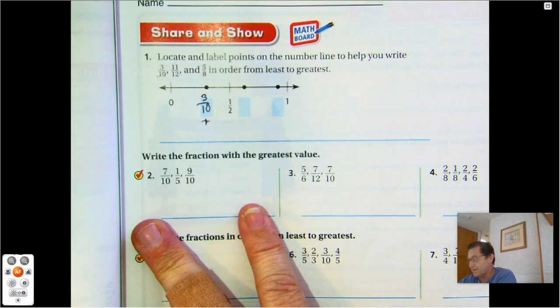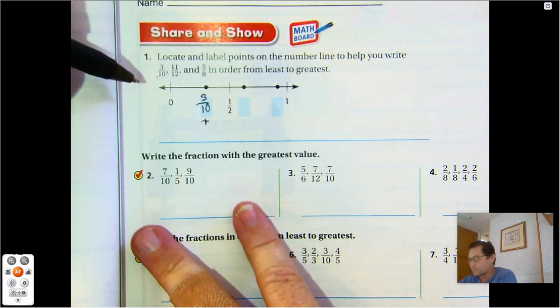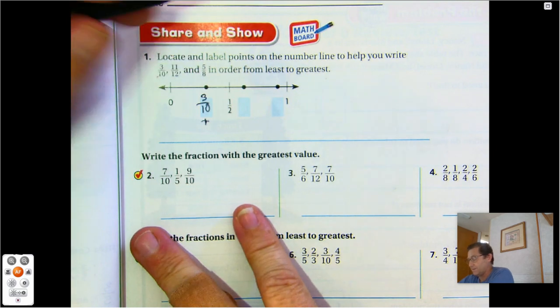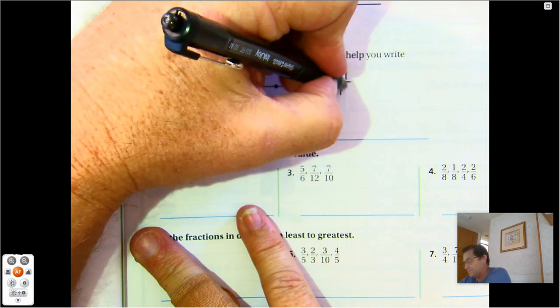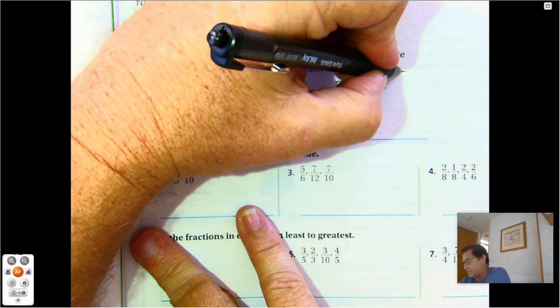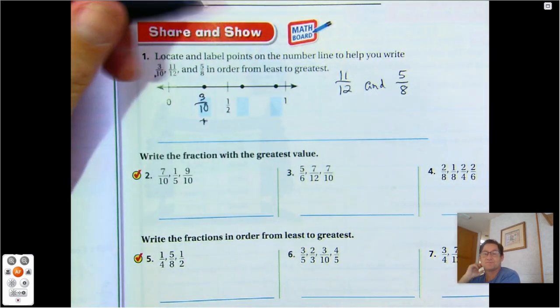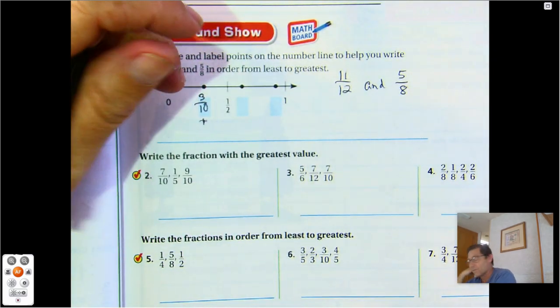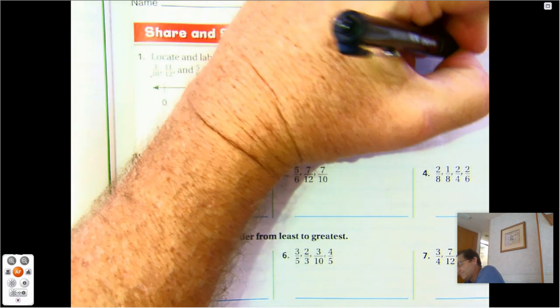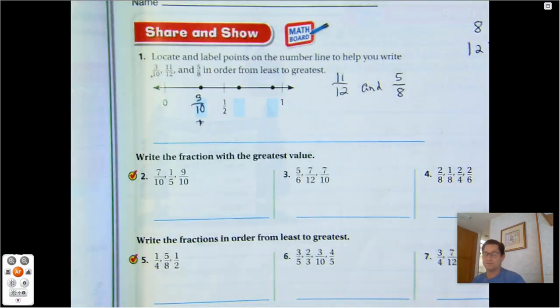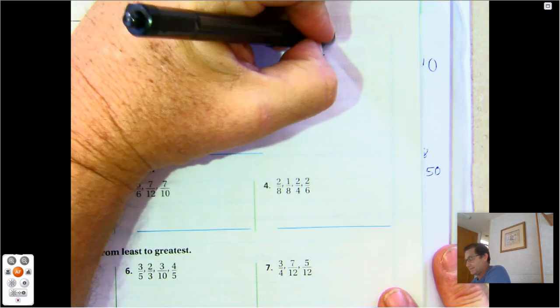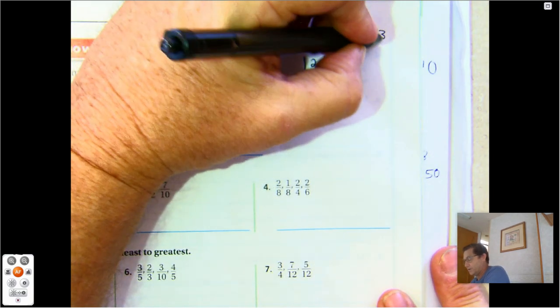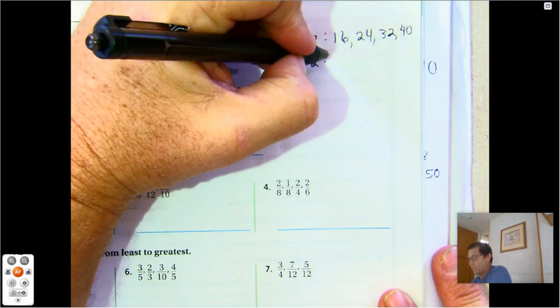And then we have 2 that are greater. 11/12 and 5/8. Well, let's find a common denominator. Okay, so let's list some multiples of 8. 8, 16, 24. Oh, I can stop there.